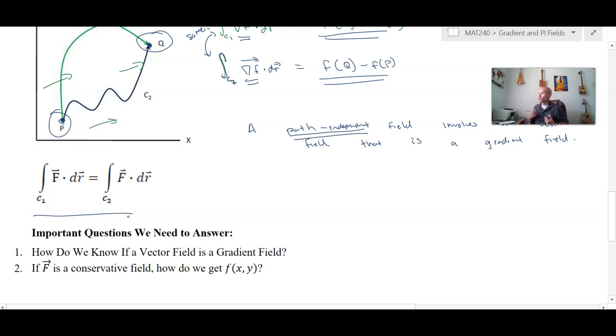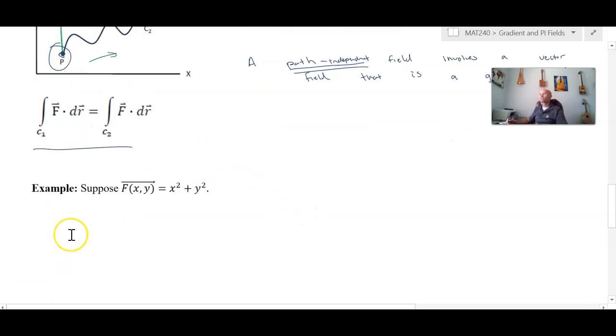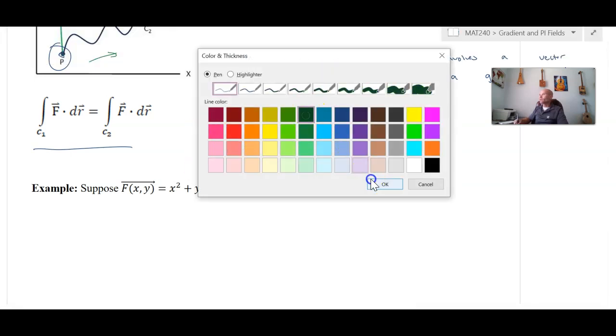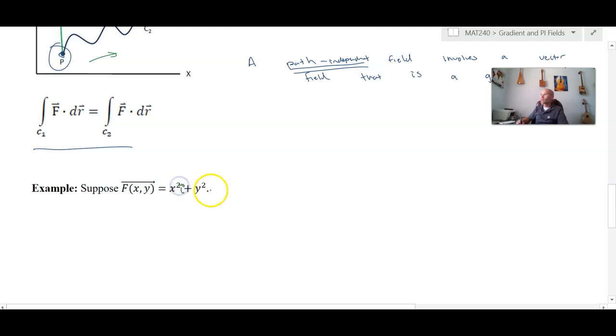Well, before we jump into this, let's take a look at an example. Let's say that we consider the vector field given by f of x comma y equals x squared i plus y squared j. So in other words, our force vector at the position x comma y will be given by taking the x squared component, that'll be the x piece of our force vector, and y squared for the y component of our vector.